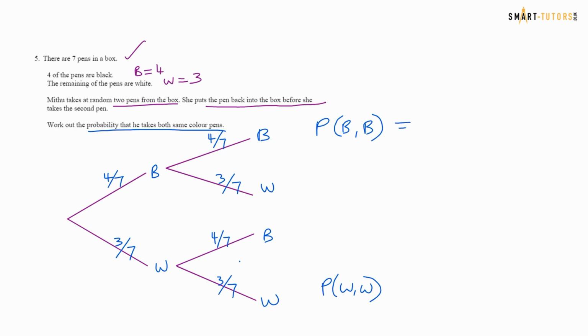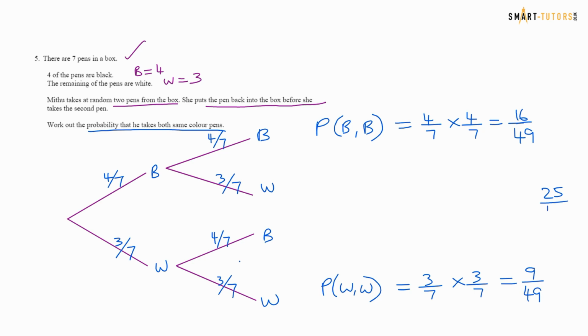Black and black means 4 upon 7 times 4 upon 7, so 16 upon 49. White and white is 3 upon 7 times 3 upon 7, 3 times 3 is 9, so 9 upon 49. If you add these together, 25 over 49 is the answer for the question. Let's move on to the next question.